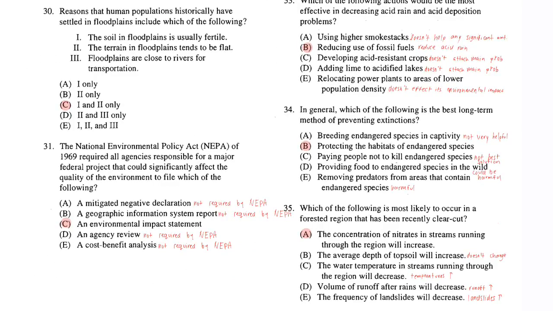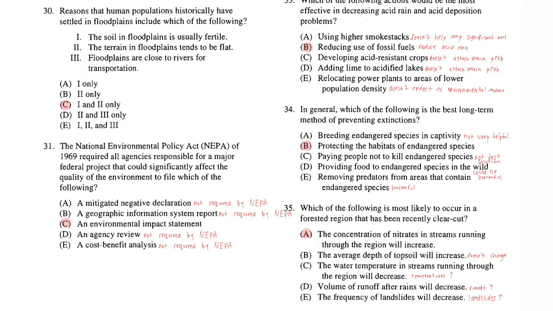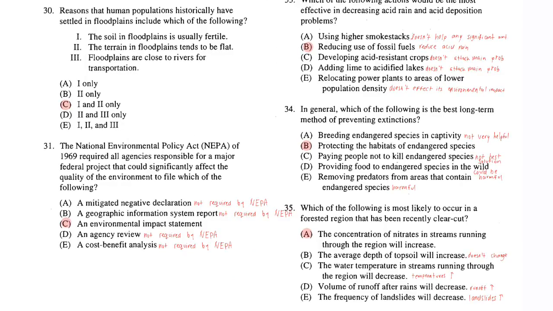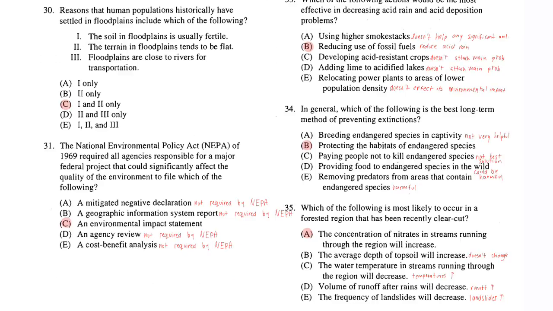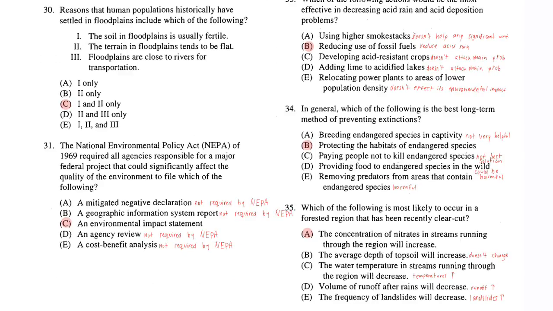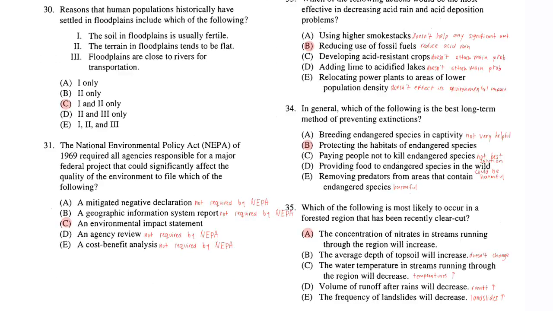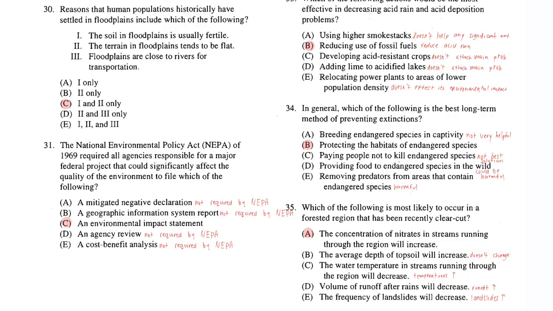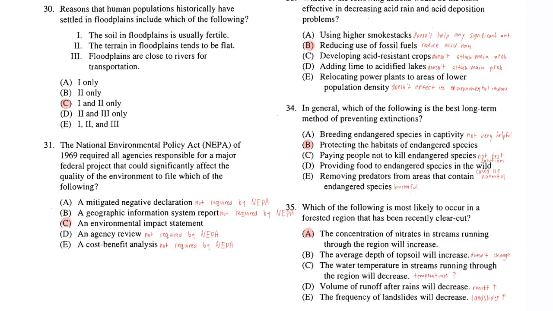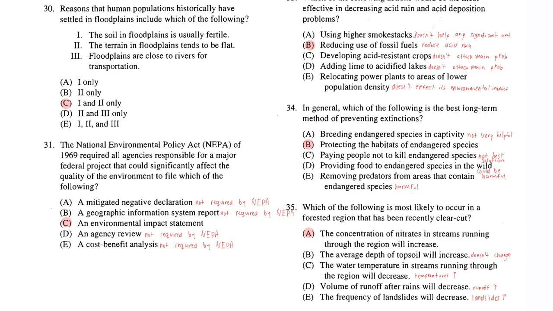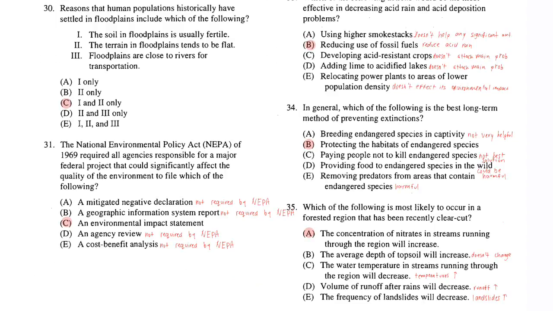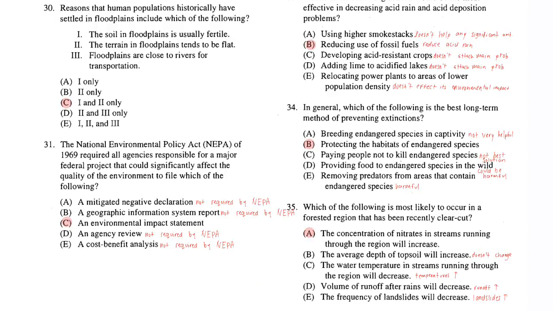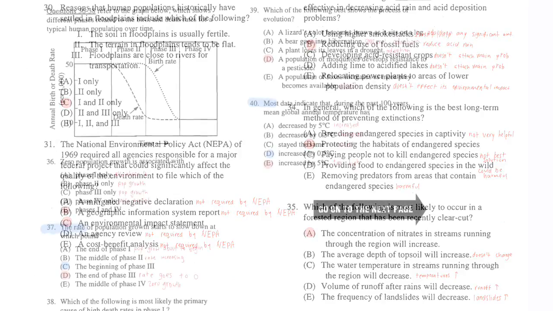Which of the following is most likely to occur in a forested region that has been recently clear-cut? The answer choice would be A. The concentration of nitrates in streams running through the region will increase. For option B, this doesn't change it. Option C, temperatures would rise. Option D, runoff would rise. Option E, landslides would rise.